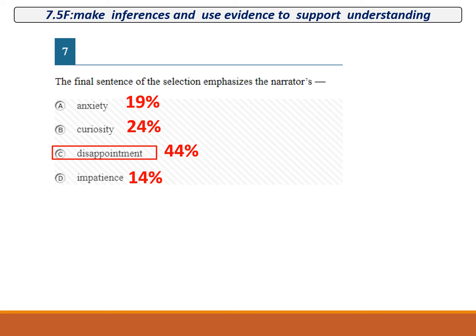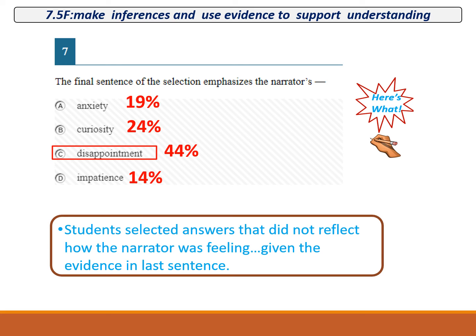In the final sentence, the instructor tears out the cardboard keyboard and it makes a rip sound. The narrator states that it was the first and only time that the keyboard makes a sound. In looking at the last sentence, it is evident that she feels nothing but disappointment, and not anxiety, curiosity, nor impatience, especially since she states that it is the one and only time it makes a sound. So here is what: students selected answers that did not reflect how the narrator was actually feeling, given the evidence in the last sentence. Let's move on to the 5-8 questions now for the informational selection.